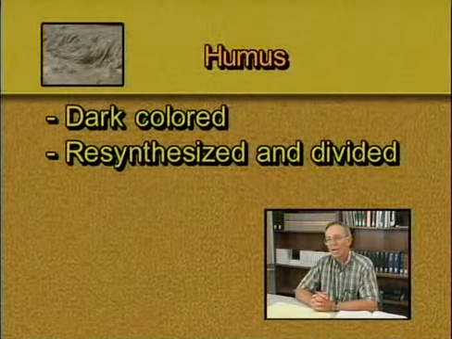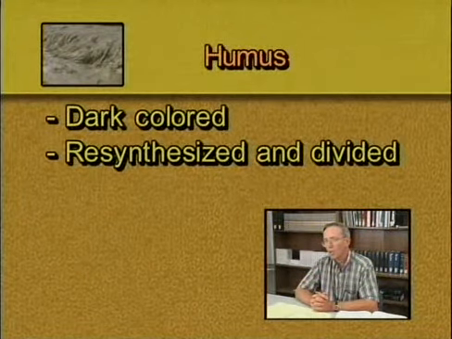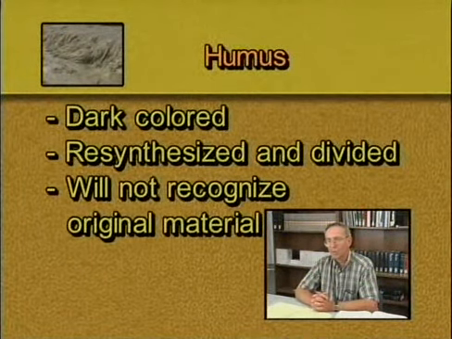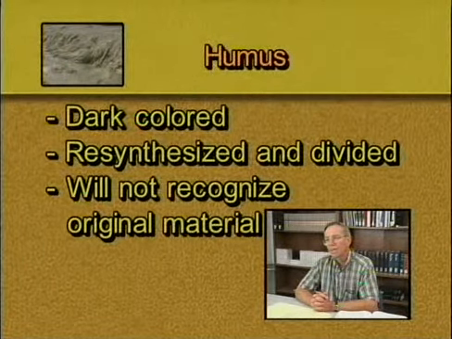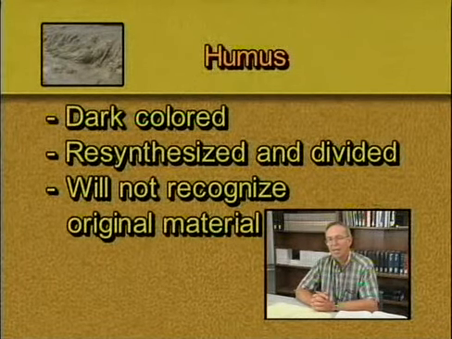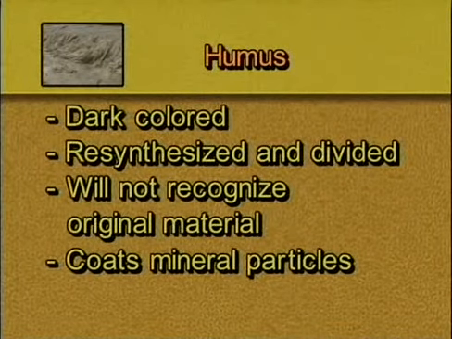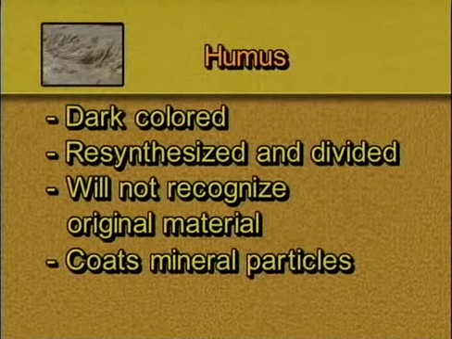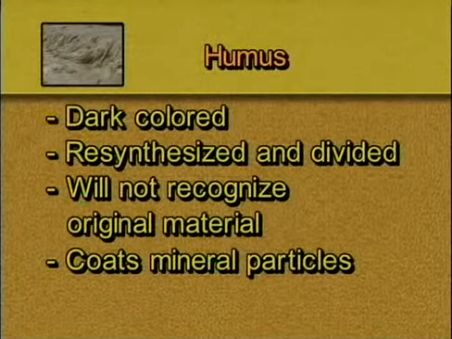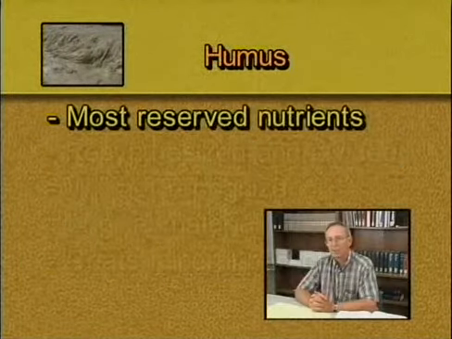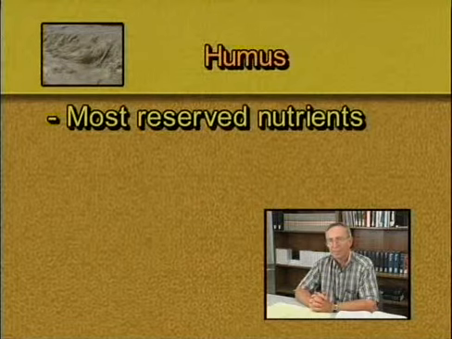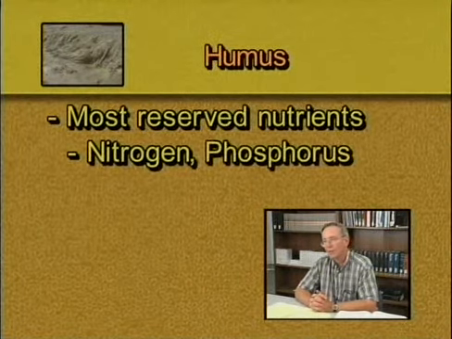It is so highly decomposed and finely divided that we're no longer going to be able to recognize the material from which it was derived. It is also so finely divided that it actually coats the mineral particles in the soil. Why is this an important component of the organic material? Well, it is in the humus where most of the reserve nutrients are stored, especially the nitrogen, phosphorus, and sulfur.